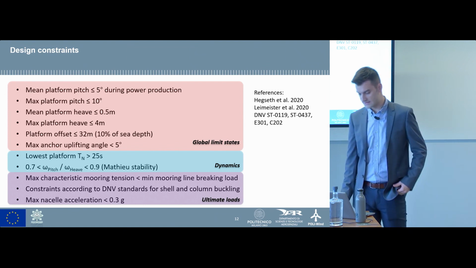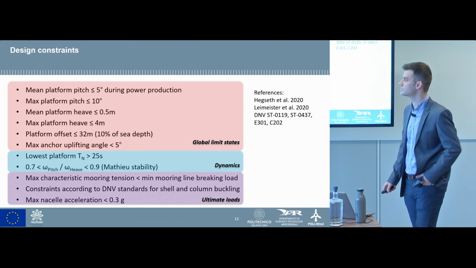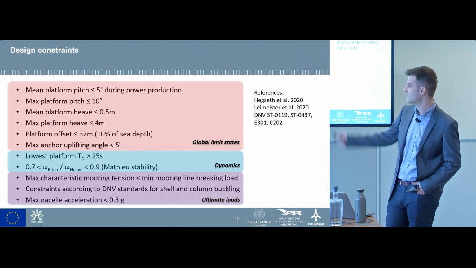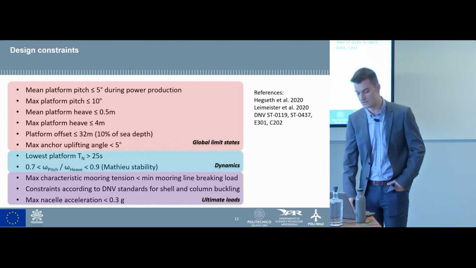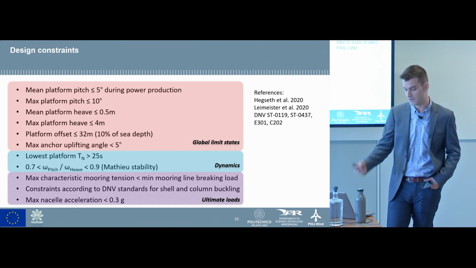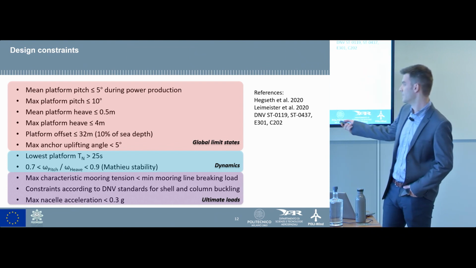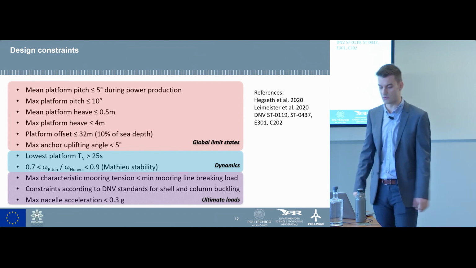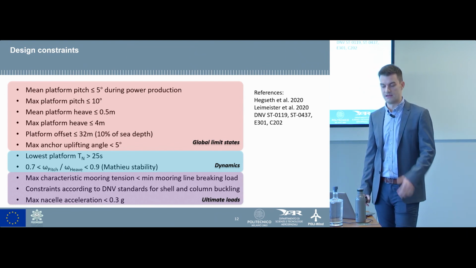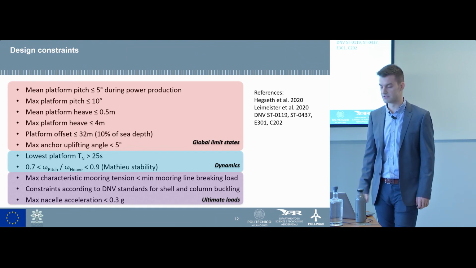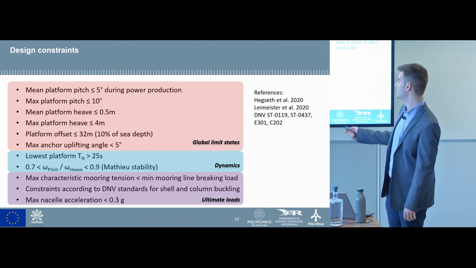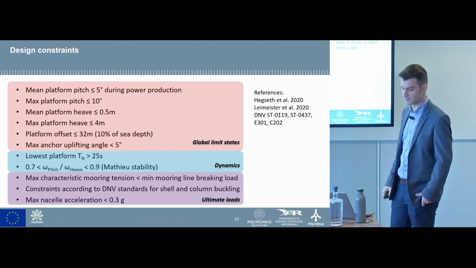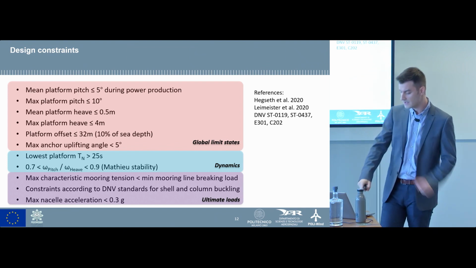And lastly, we have also incorporated the ultimate loads constraints, which we have defined looking at mostly the DNV standards. We have the characteristic mooring line tension, which needs to be below the minimum breaking load of the mooring line. We have buckling constraints on the shell elements, and we are also considering column buckling. On top of that, we have a maximum nacelle acceleration constraint as well. To define all of these constraints, we have used these references, especially these first two papers, which are very relevant for this kind of study.